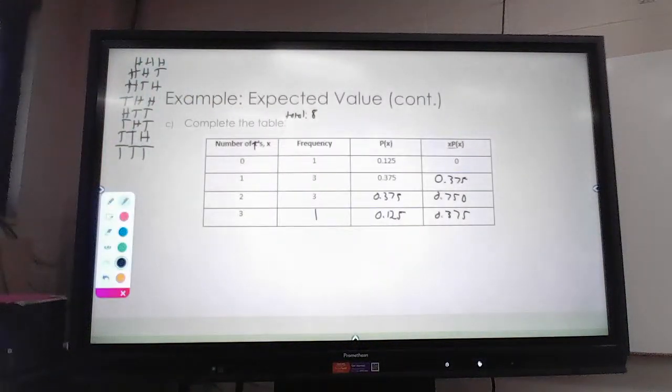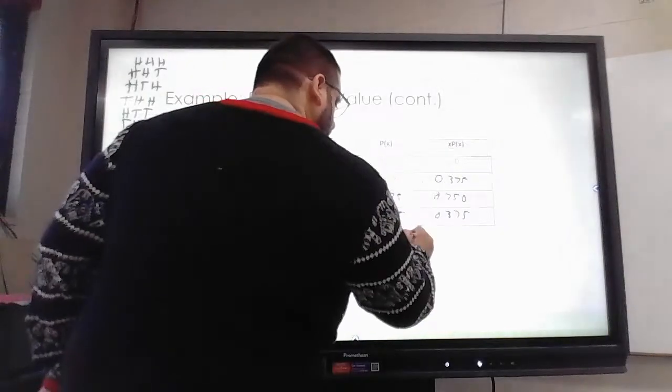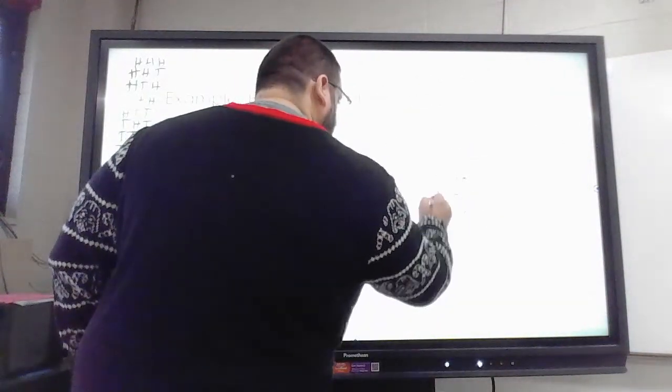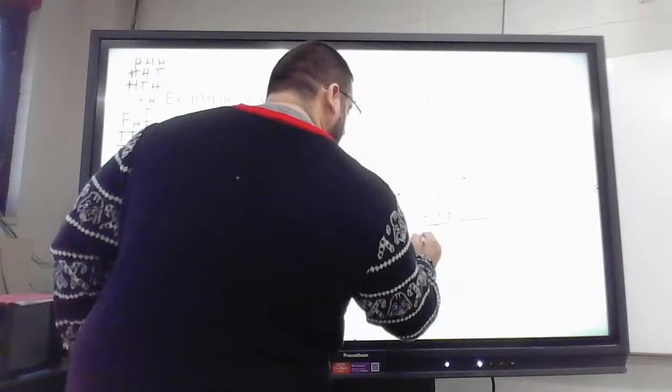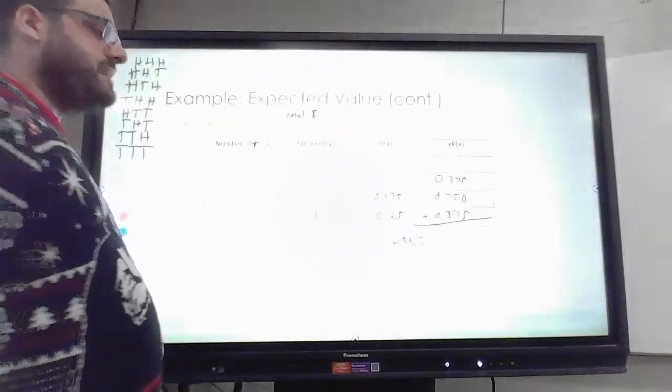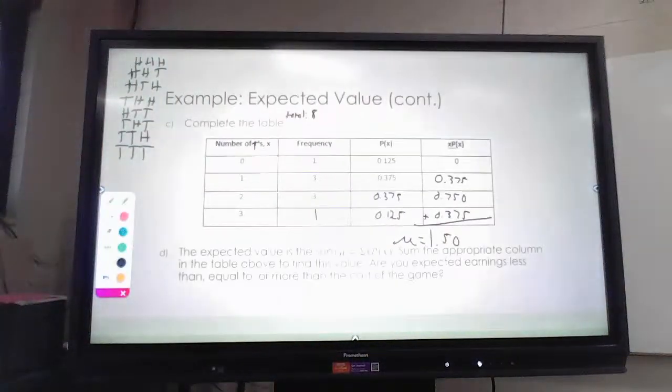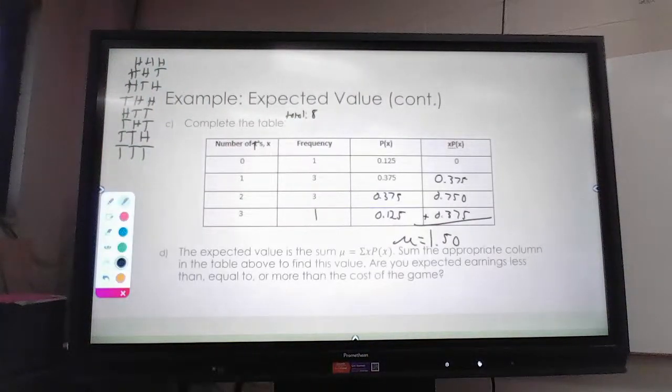So to find our average, we take that entire column, we add everything up. And this actually gives me a total of 150 as my expected value. The expected value is that sum, 150. Are your expected earnings less than, equal to, or more than the cost of the game?